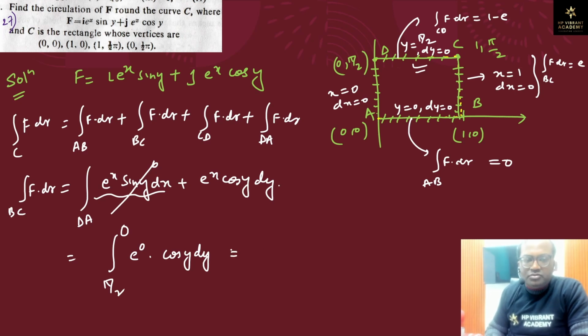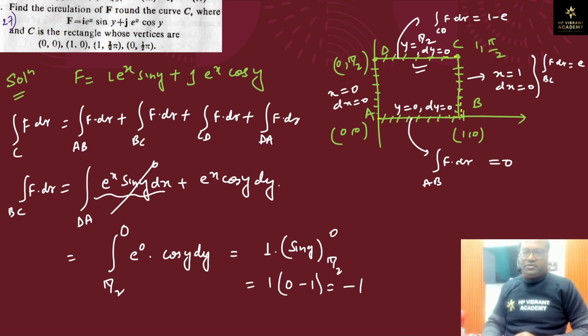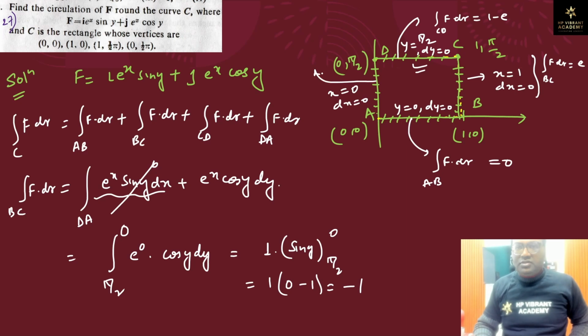So this is equal to e to the power 0 is 1 and integral of cos y is sin y, and this limit is pi by 2 to 0. So this is equal to 1 times sin 0, which is 0, minus sin pi by 2, which is 1. So this is equal to minus 1. Okay. So now let us add this. So along DA, integral f dot dr is equal to minus 1.